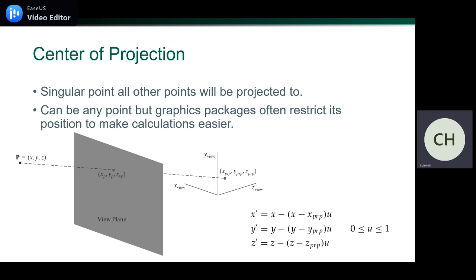Now, we're going to derive some relationships for this so that we can create a matrix just like the previous transformations, but we're going to start by parameterizing the line from the center of projection, or the projection reference point, to the world coordinate. So on the bottom right hand side, we can see x prime is equal to x minus prp times u. Similar relationships for y and z, and u can range from 0 to 1. Now when u is equal to 0, we are at the world coordinate, and when u is equal to 1, we are at the projection reference point. And any value of u in between produces the point on the projection that lies on that line between the two.